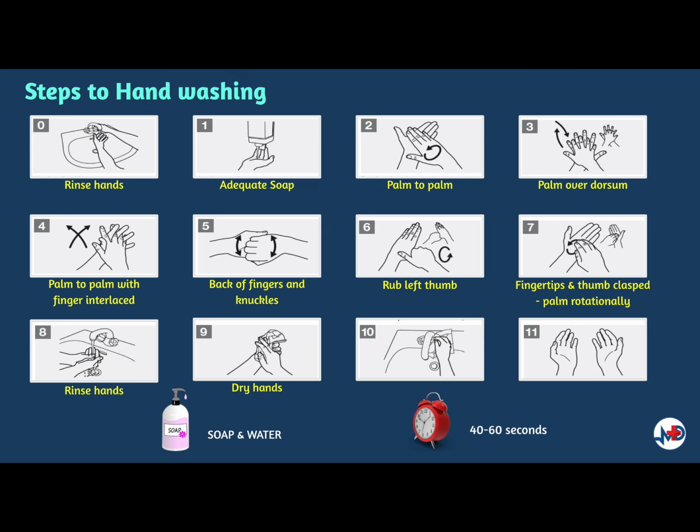Rub the right palm over the left dorsum with interlaced fingers and vice versa. Rub the palm to palm with fingers interlaced. Rub backs of fingers and knuckles to opposing palms with fingers interlocked. Rub left thumb clasp in right palm rotationally and vice versa. Rub left fingertips and thumb clasp in the right palm rotationally and vice versa.